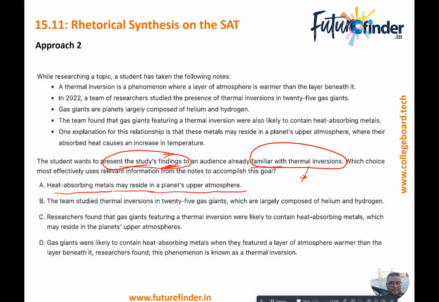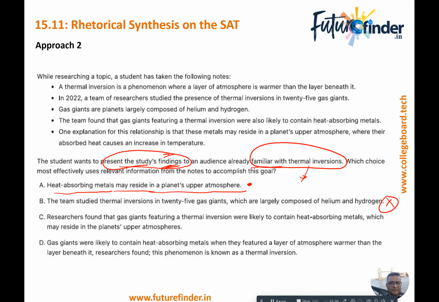This could be one of the findings of the study that was conducted, some sort of study. So we will definitely look at this one as a potential option. The team studied thermal inversion in 25 gas giants, which are largely composed of helium and hydrogen. This is not a finding. So this is what the team did. So this is not a finding, right?